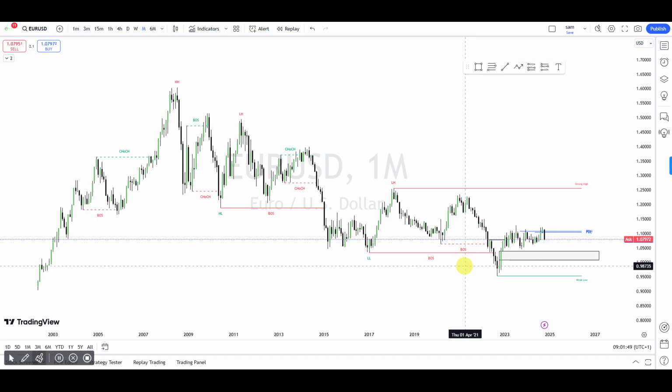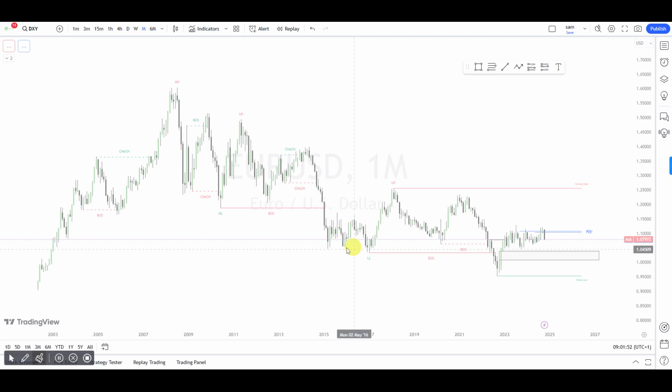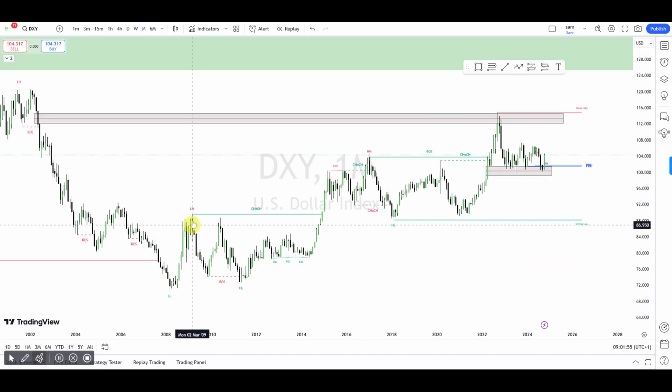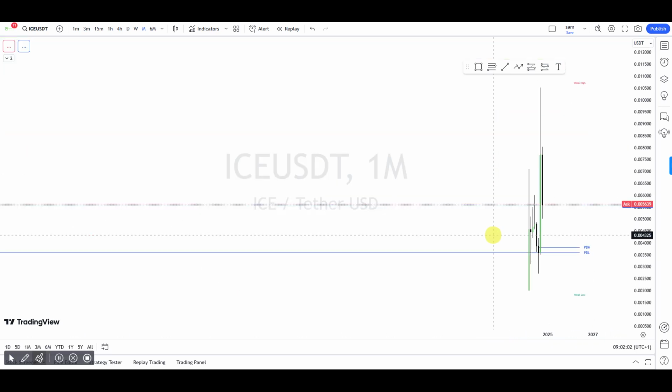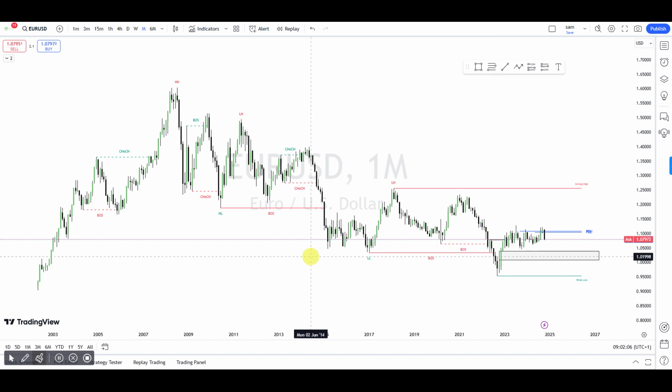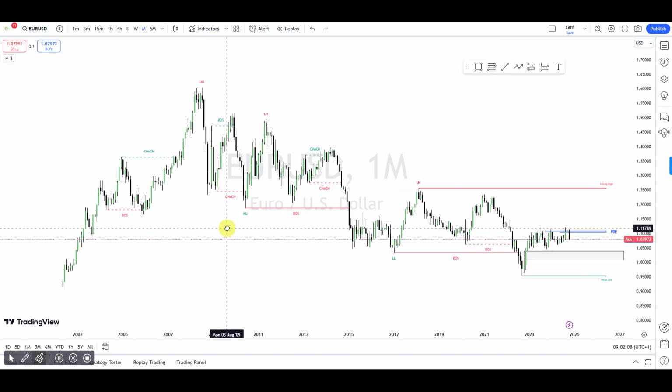What do you notice? You notice the fact that this structure is the same thing as that DXY, which I analyzed the other time. So they're basically the same thing. We are still pretty much on a sell trend because there has not been any structure broken so far.